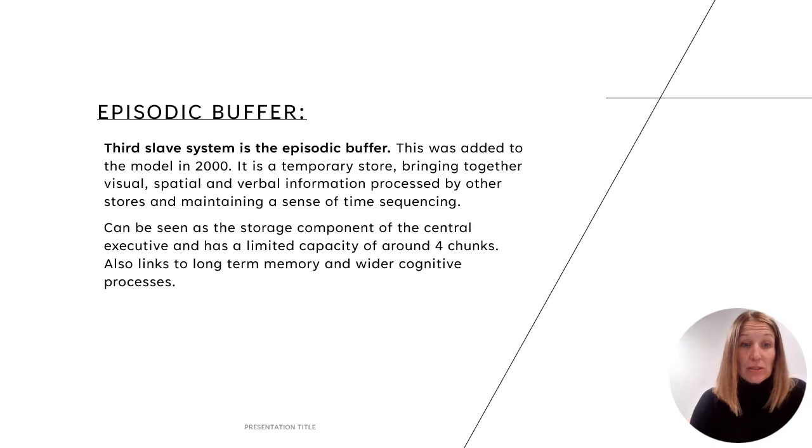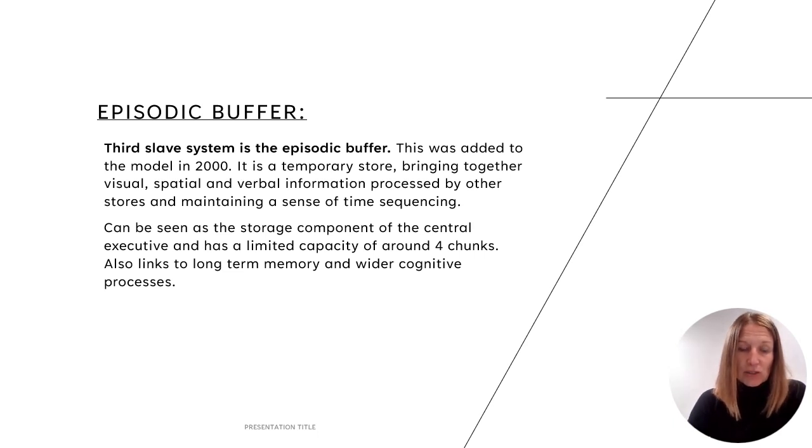And then in 2000, Baddeley added in the episodic buffer. This was added based on quite a lot of criticism, because he originally said the central executive had no storage, and the other two had very limited storage. So he got criticised, did some more research, and thought, actually there is a temporary storage going on here before it goes to long-term memory, and he referred to that as the episodic buffer. It brings together visual, spatial and verbal information processed by other stores and maintains a sense of time sequencing.